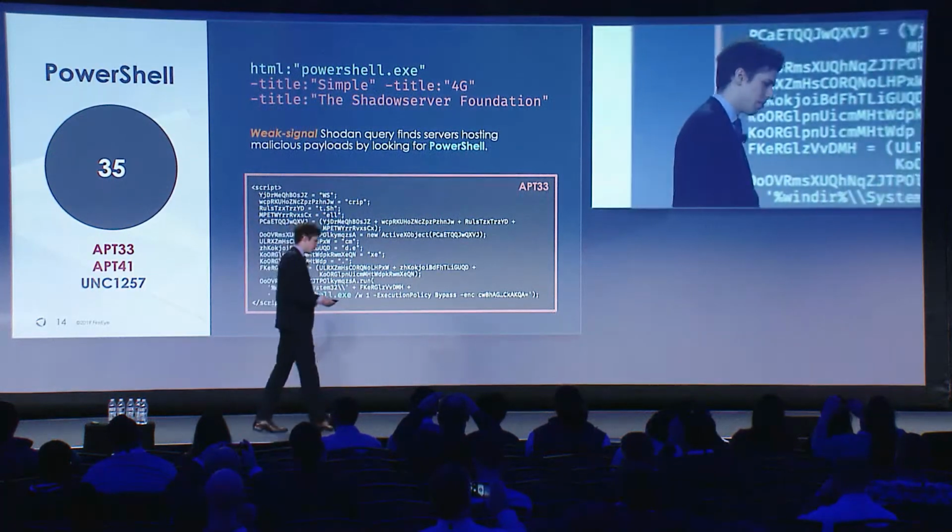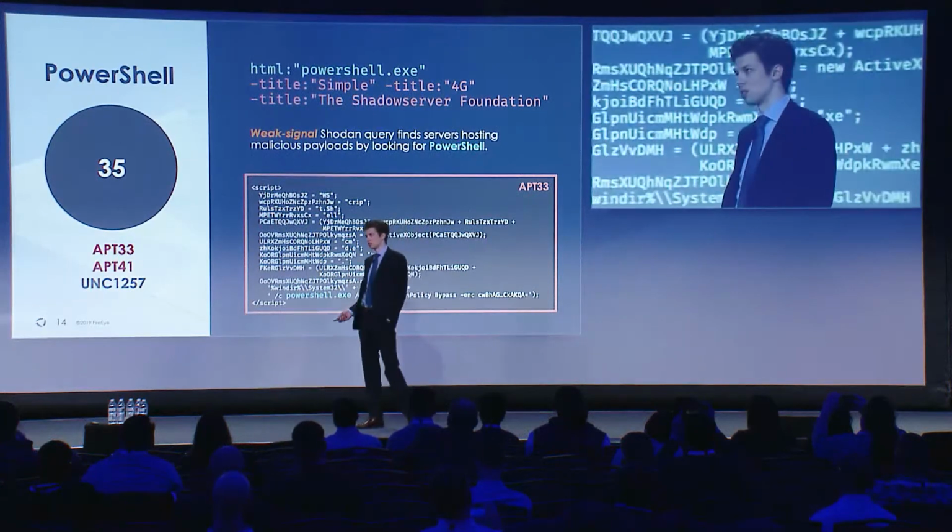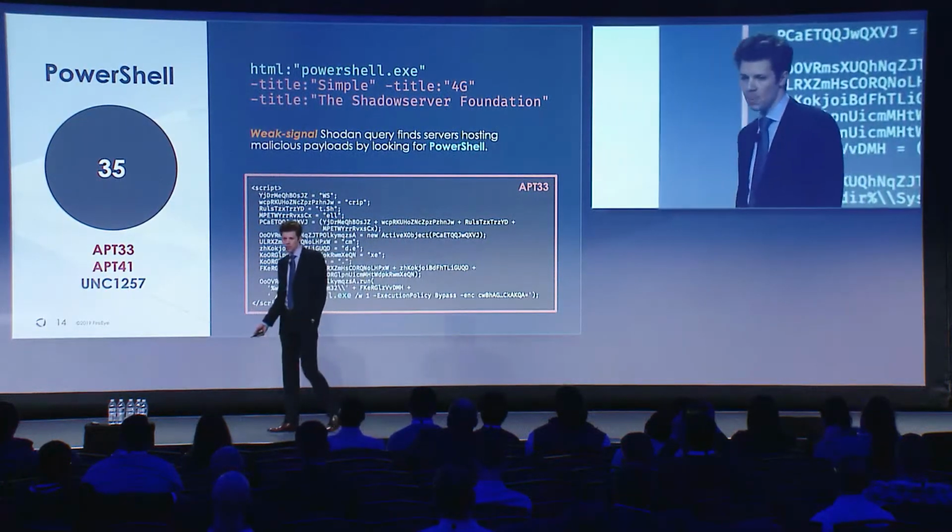This is my last example, but it's probably my favorite, probably just because of its simplicity. This is a weak signal Shodan query, and when I say weak signal, what I mean is this is a query that looks for something that's not inherently malicious. PowerShell, just because you see PowerShell doesn't mean that it's bad. However, weak signal also means that we can find things that we didn't have a specific detection for already. We can find that unknown evil.